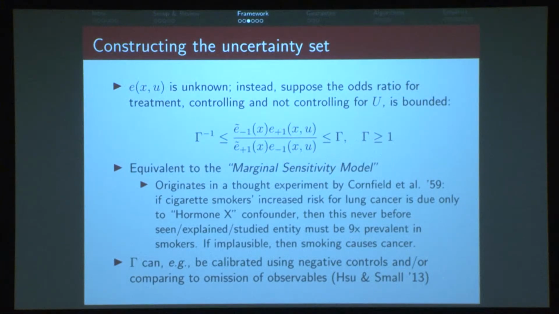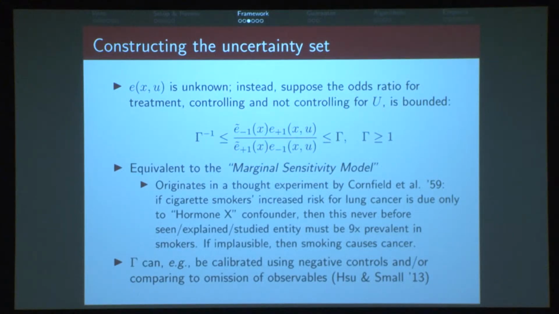So instead I'm going to put some bounds on it and assume something about it. In particular, I'm going to assume that the log odds for treatment, whether I control for the observed variables x, or whether I control for observed variables x and unobservable variables u, that odds ratio is going to be bounded by some number gamma, bigger than or equal to 1. If gamma is 1, that is like assuming unconfoundedness. As gamma increases, we allow bigger and bigger deviations from unconfoundedness.